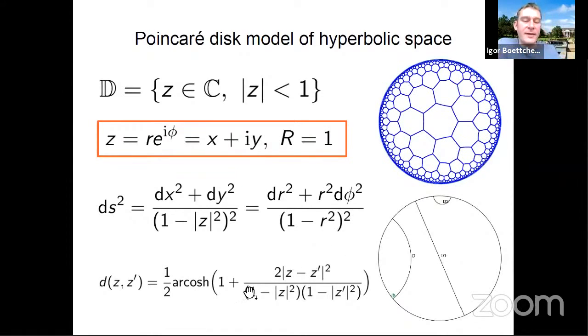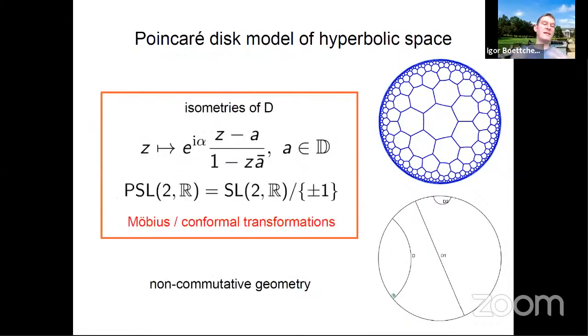Another result is that the boundary is infinitely far away from every point of the interior, because you would divide by 0. So each point on the boundary is infinitely far away. It's not contained in the Poincare disk. And for instance, the geodesics are semicircles which intersect the boundary orthogonally. Now, it looks like these points in the middle are closer to the origin than, say, these points closer to the boundary. But I told you this space is infinite.